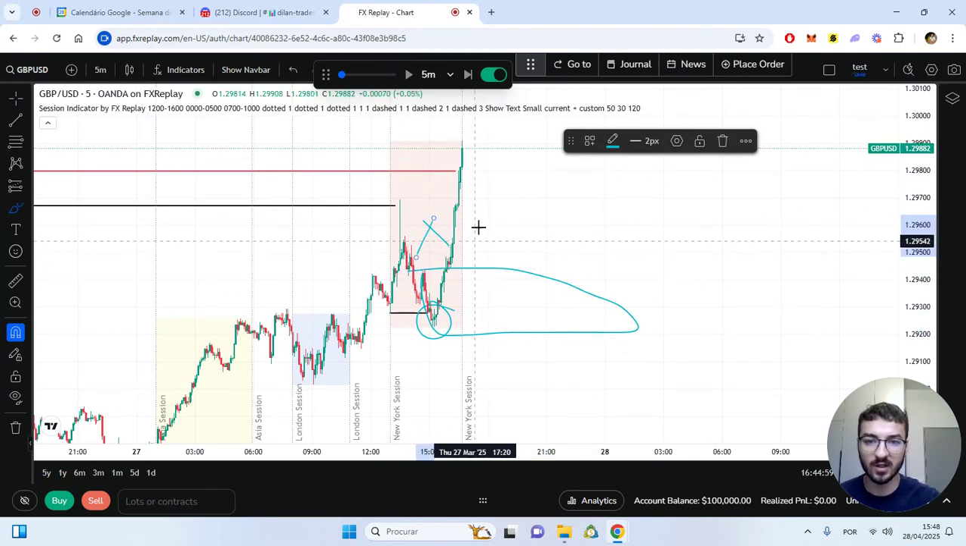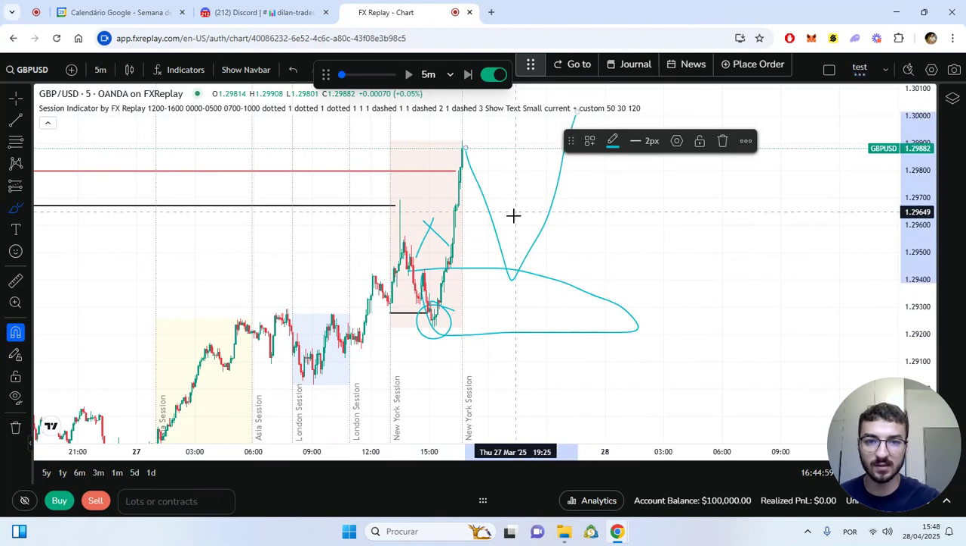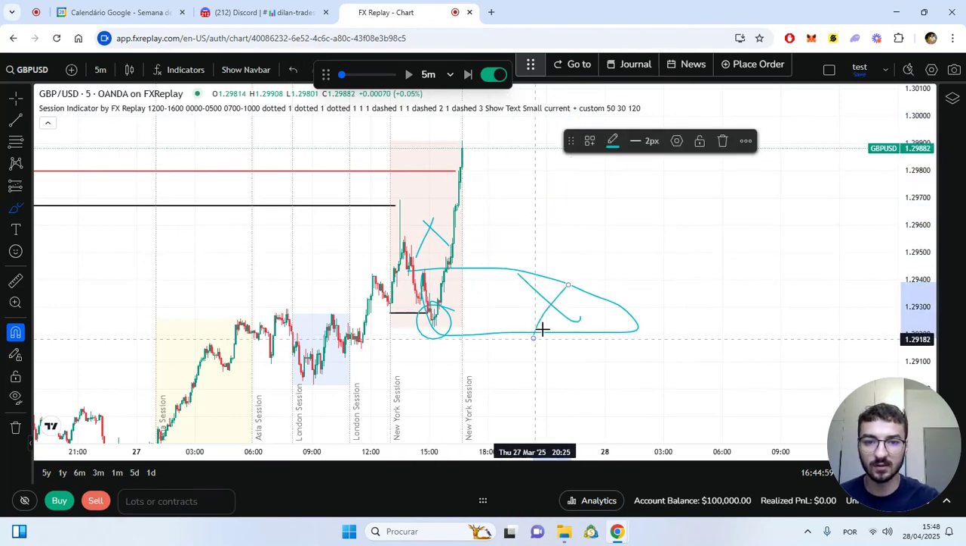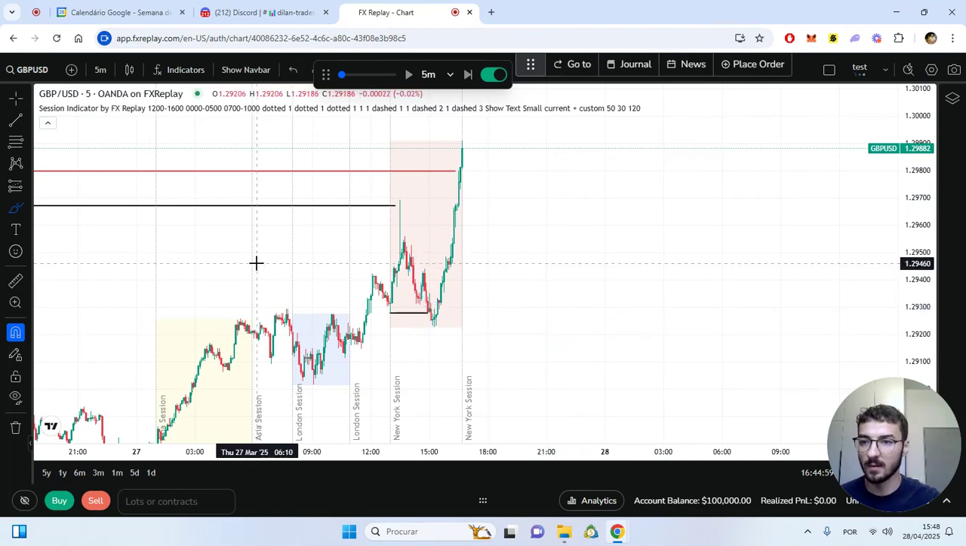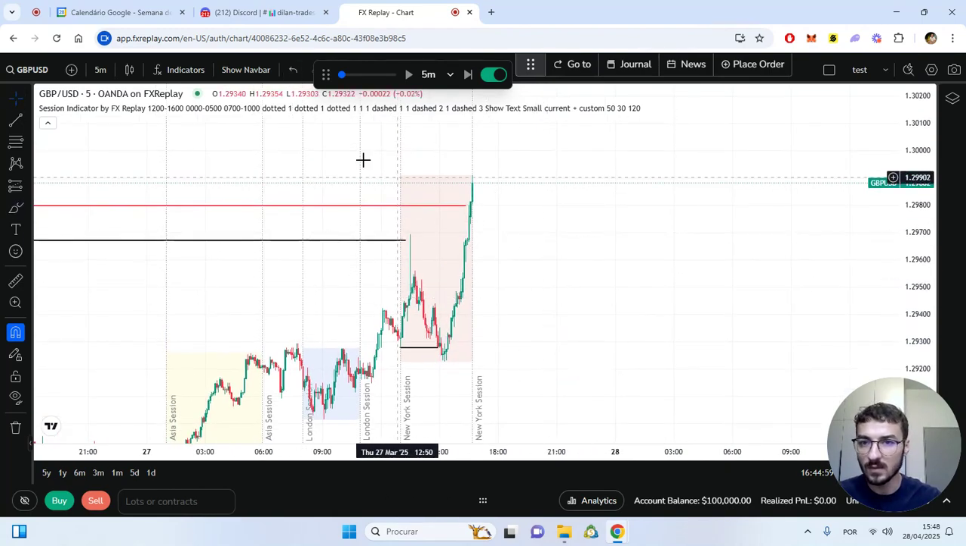So I got trapped here. But what price will do is this. But nah, they will get trapped on a short, trapped on a long. Okay, and then we can finally look to short if we got our three confirmations.